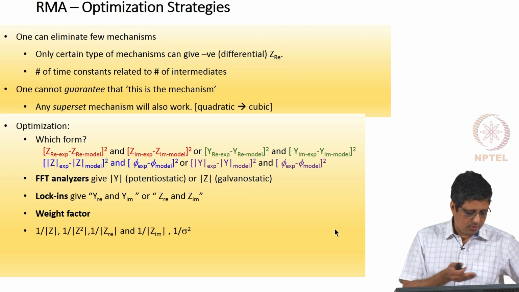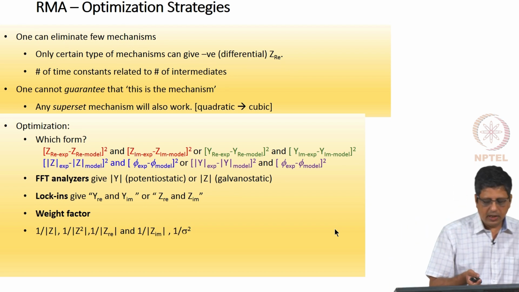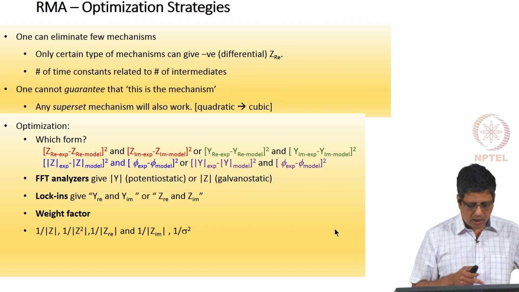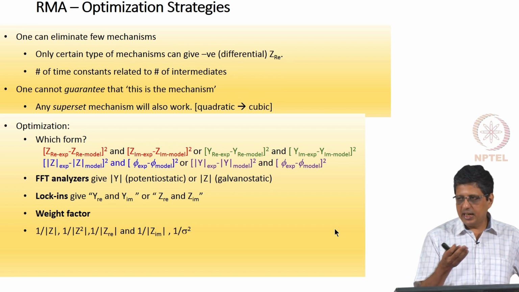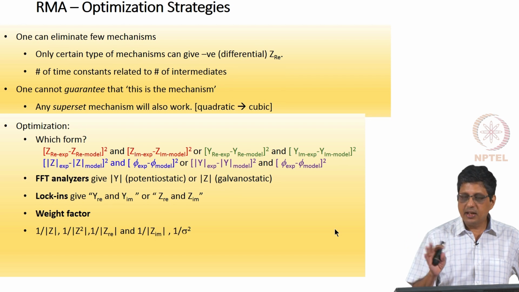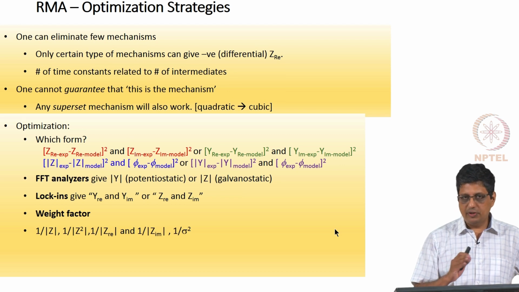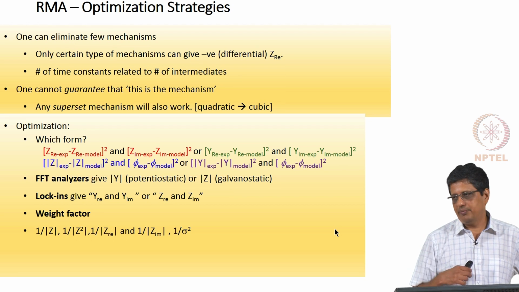You can say that I can use inverse of impedance mod, inverse of impedance square, inverse of the real part for the real error, imaginary part for the imaginary error. People have tried variety of these things, various methods have been used, but this is something you have to choose. When you write the code, you have to say how much weightage am I going to assign for each point.